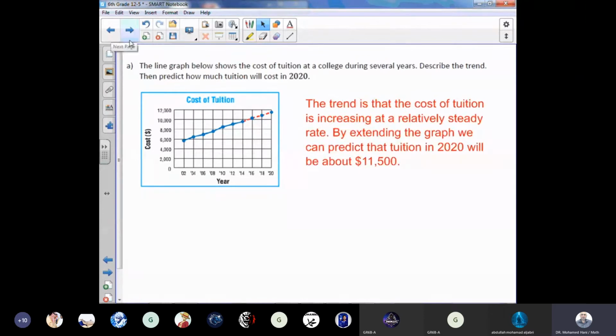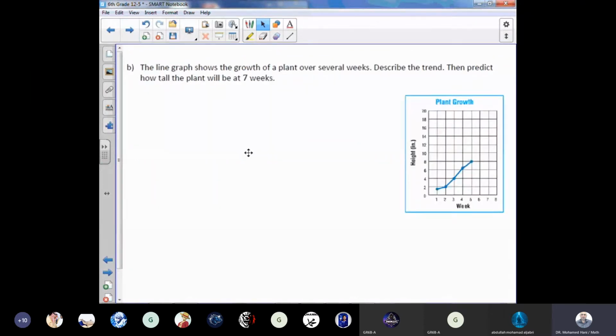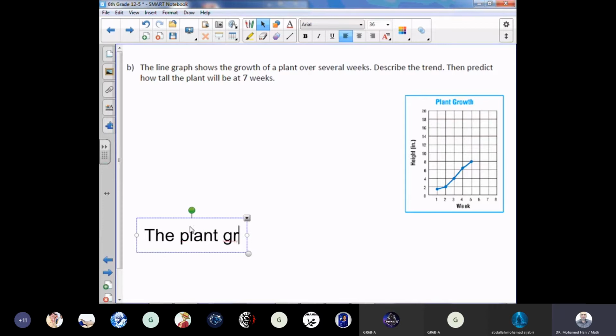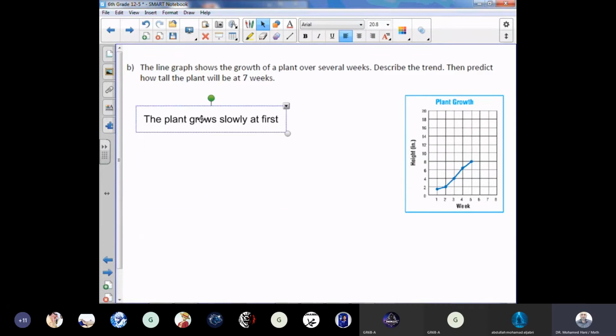Letter B. The line graph shows the growth of a plant over several weeks. Describe the trend, then predict how tall the plant will be in 7 weeks. So it looks like it's growing pretty slowly, and then it speeds up between week 2 and week 4 and increases fairly steadily. So let's jot that down. The plant grows slowly at first, then increases steadily.